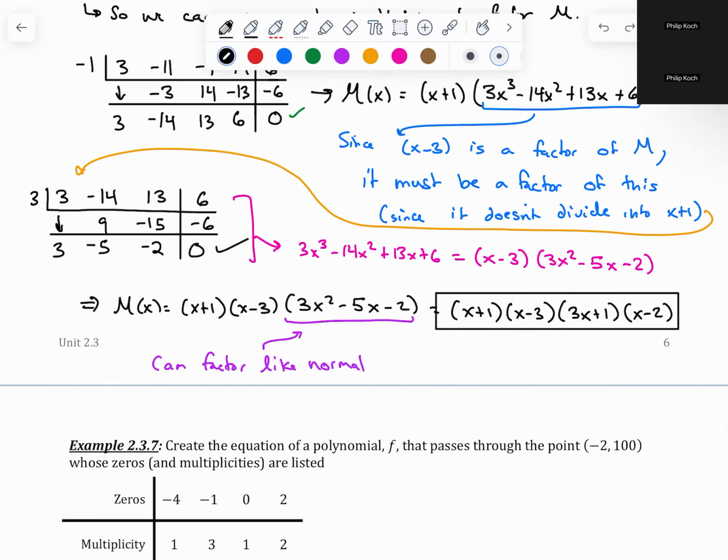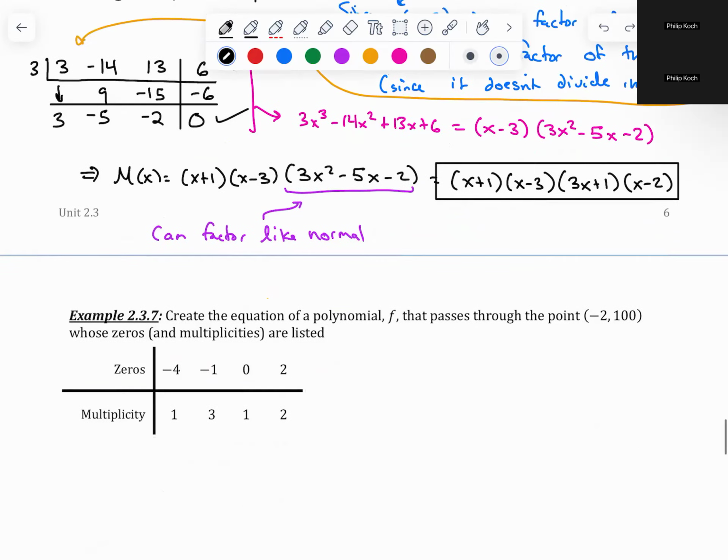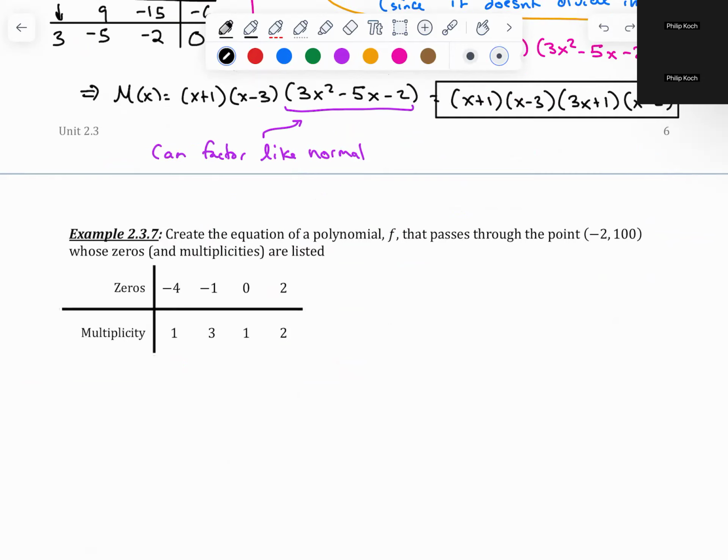Okay. So the factor theorem told us that if you know that these points are zeros, then you can write them as factors. And basically what that's saying is the zeros create the polynomial. So this problem right here, I love these problems. Create an equation of a polynomial f that passes through negative 2 comma 100, whose zeros and multiplicities are listed below. We have a zero at negative 4 with multiplicity 1, negative 1 with 3, 0 with 1, and 2 with 2.